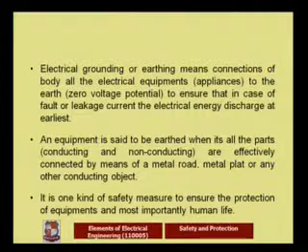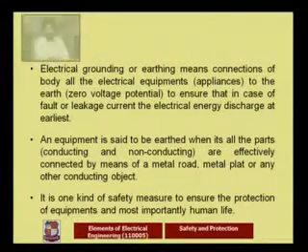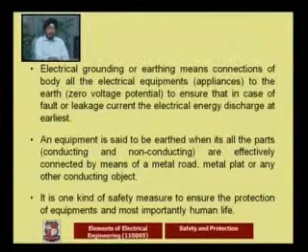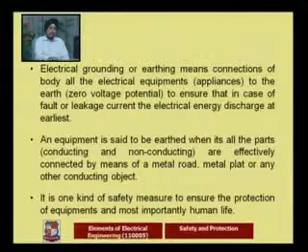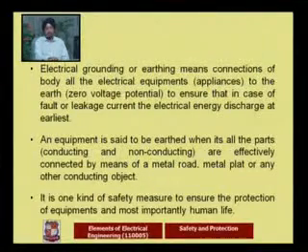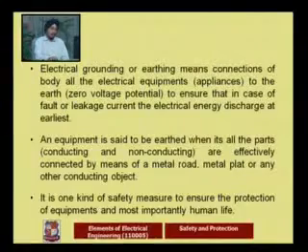Now what is grounding and how does it work? The equipment which we are going to use is said to be earthed when all of its parts, whether conducting or non-conducting, are effectively connected by means of a conducting device, meaning a wire, a metal rod, or a plate, or any other conducting object or material. Obviously it is a measure of protection during fault conditions, and most of all we want to save human life when we are working at high ranges.